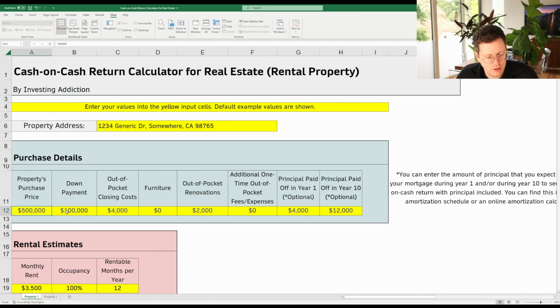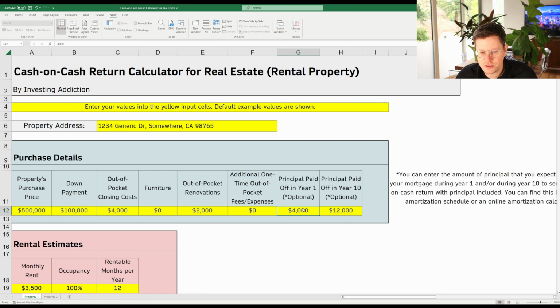Down payment is going to be 20%, so $100,000. The out-of-pocket closing costs that we had to pay on getting the mortgage was $4,000. This is going to be a long-term rental, and we're not providing any furniture here, so $0. We did have to do some painting and light surface renovations, so $2,000 for that. And then in this case, we don't have any additional one-time out-of-pocket expenses.